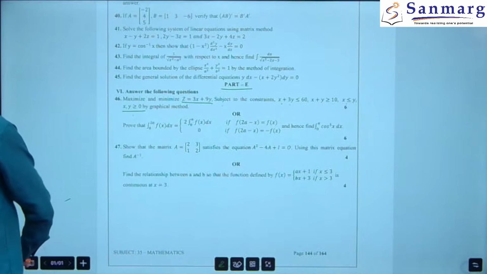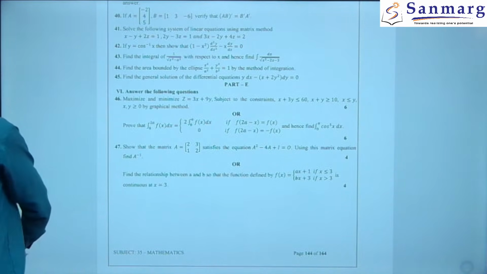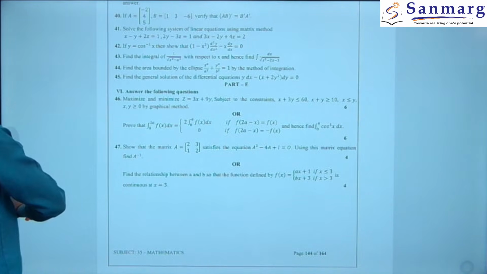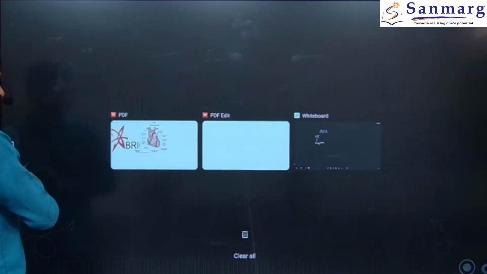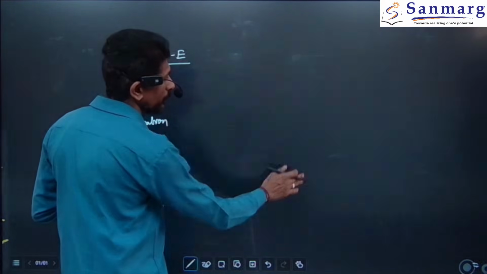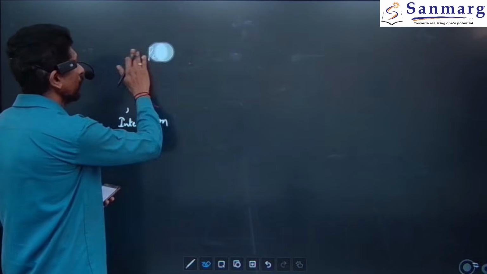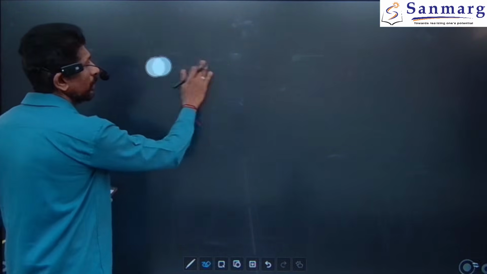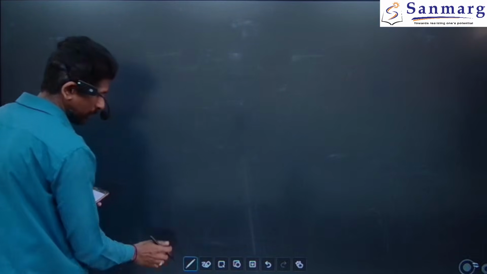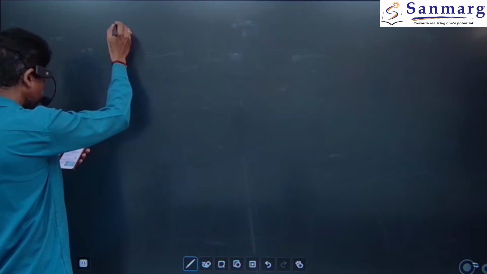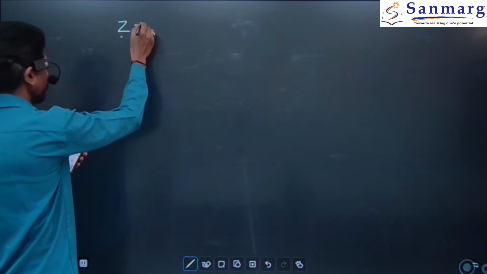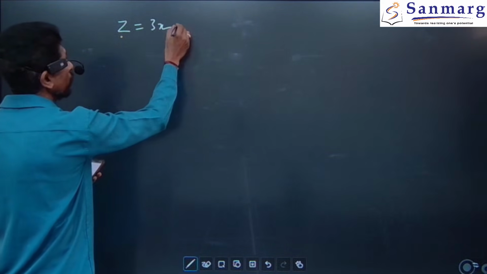Now I will take the board. I will consider the objective function as z is equal to 3x plus 2y.